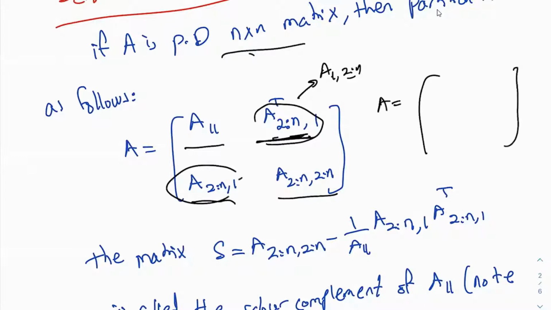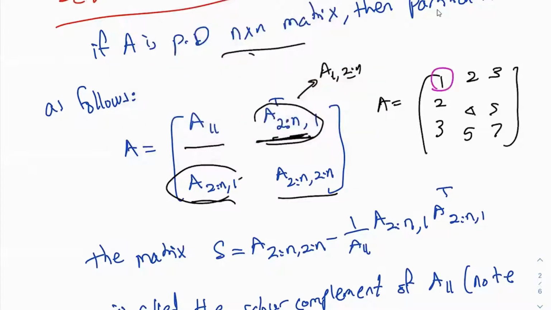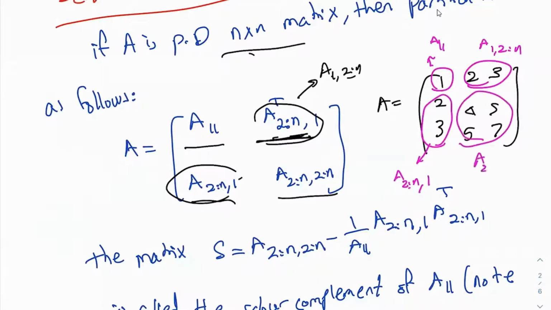If A is this: 1, 2, 3, 2, 3, 4, 5, 6, 7. Sorry, it should be 5. It should be symmetric, right? So then A can be partitioned like this. This can be A11. This can be A1, 2 to N. This is A2 to N, 1. Here N is 3, for example. And this is A2 to N, 2 to N, right?